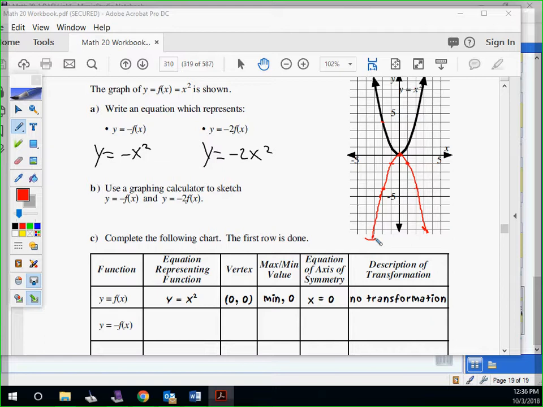A negative. So look, right here, at 1, I'm at 1. Well, what's 1 times negative 1? Negative 1. At 2, I'm at 4. What's 4 times negative 1? Negative 4. So it just keeps flipping all your y's across the x-axis. Okay, notice my x's are still in the same spot.